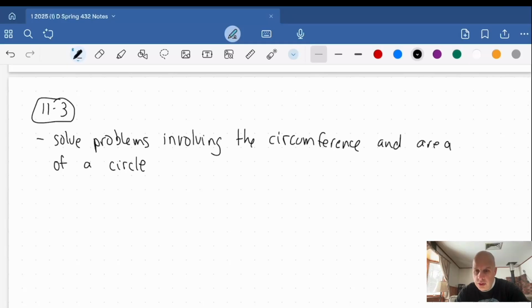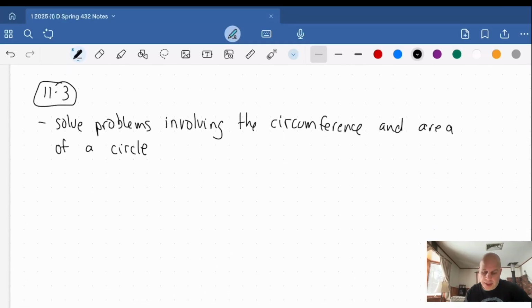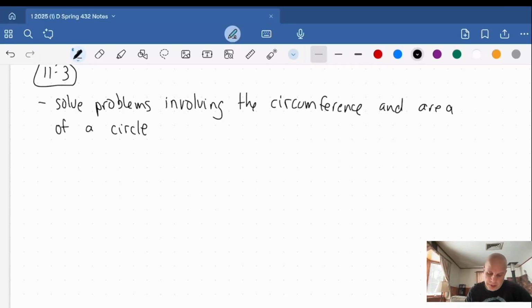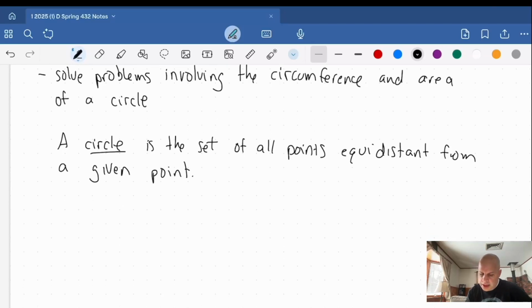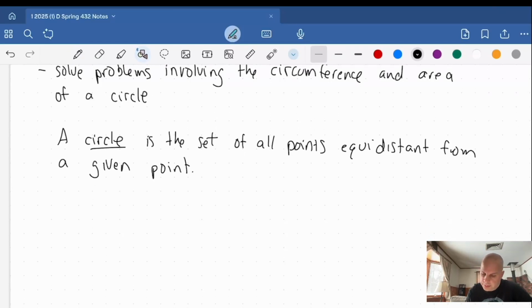Okay, so the first thing we need to do is define mathematically what a circle is. So here's the mathematical definition of a circle. A circle is the set of all points equidistant from a given point. A circle is the set of all points equidistant from a given point.